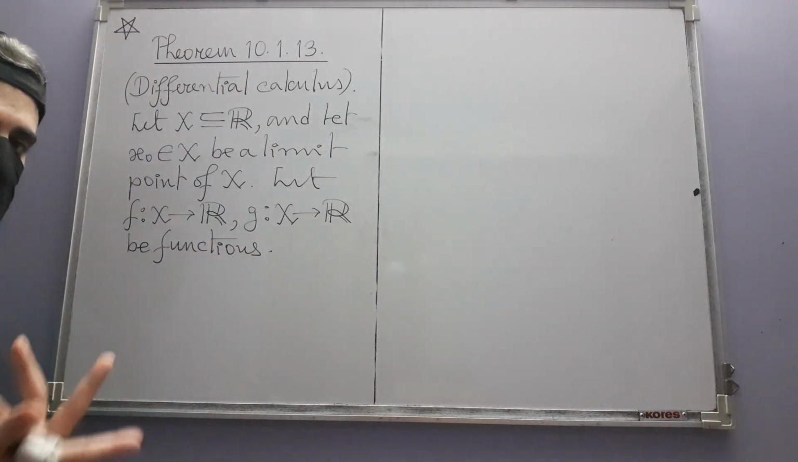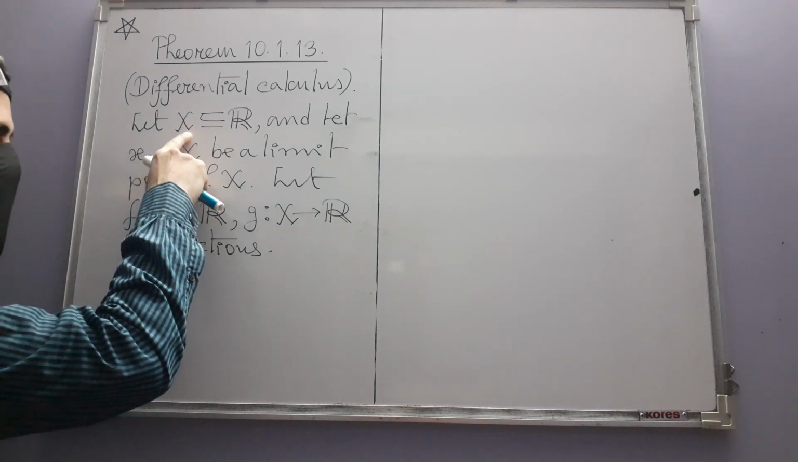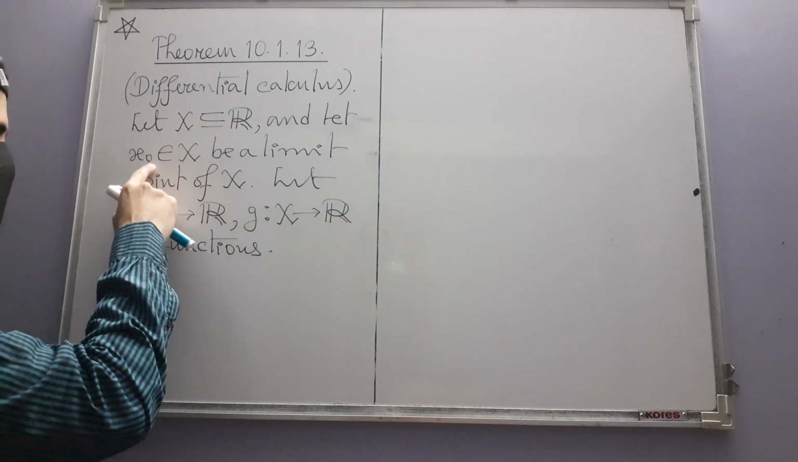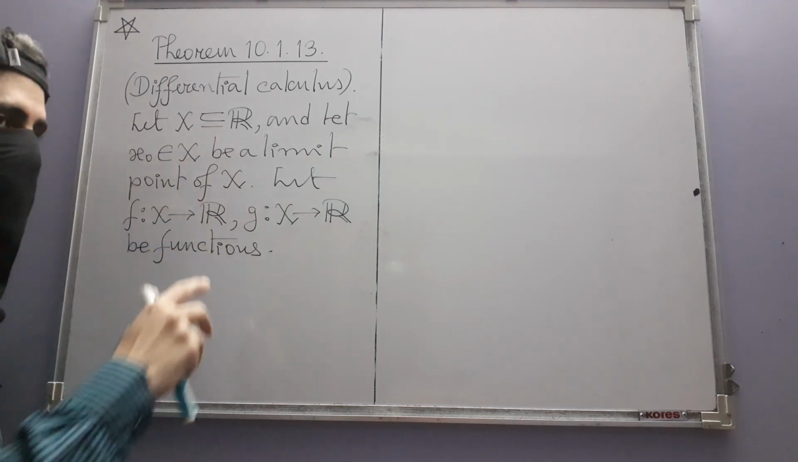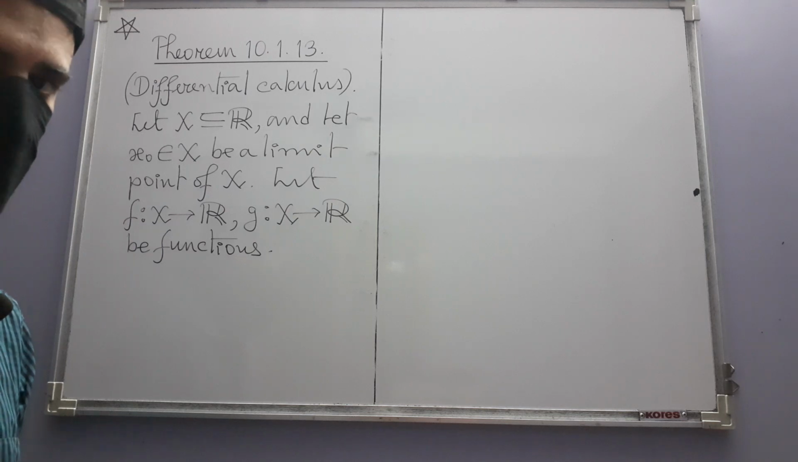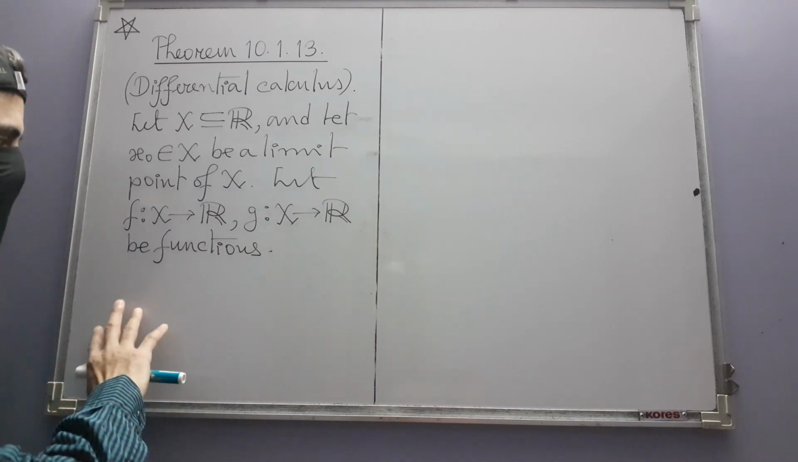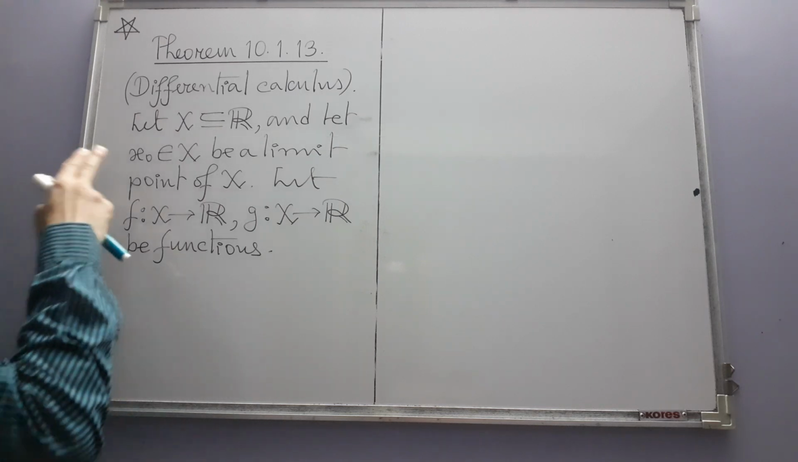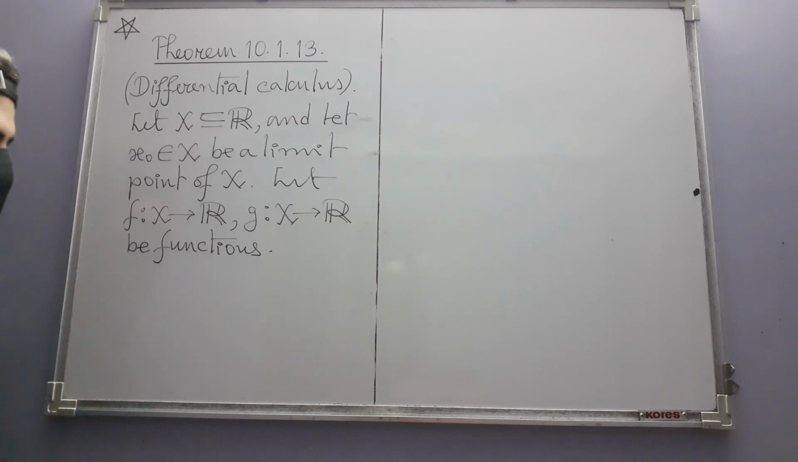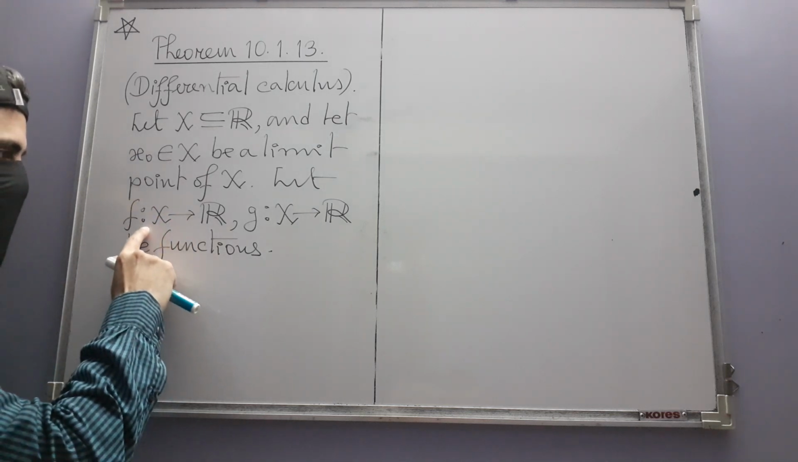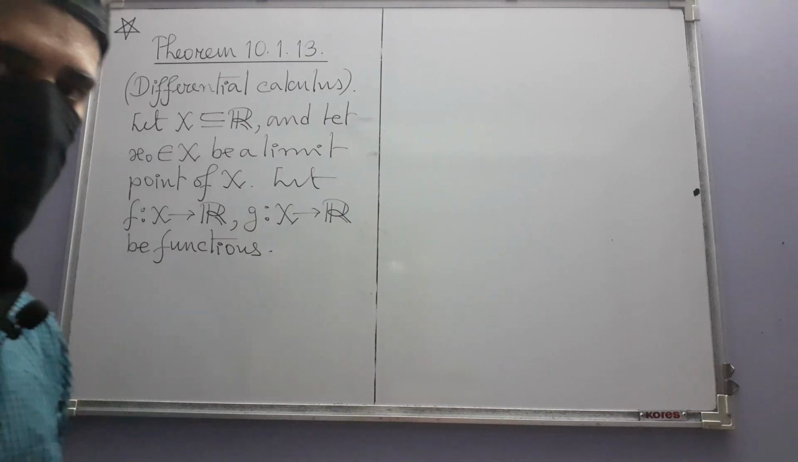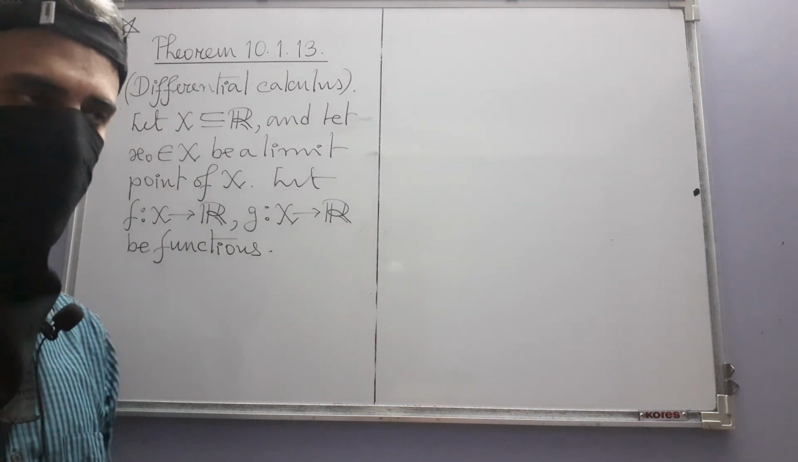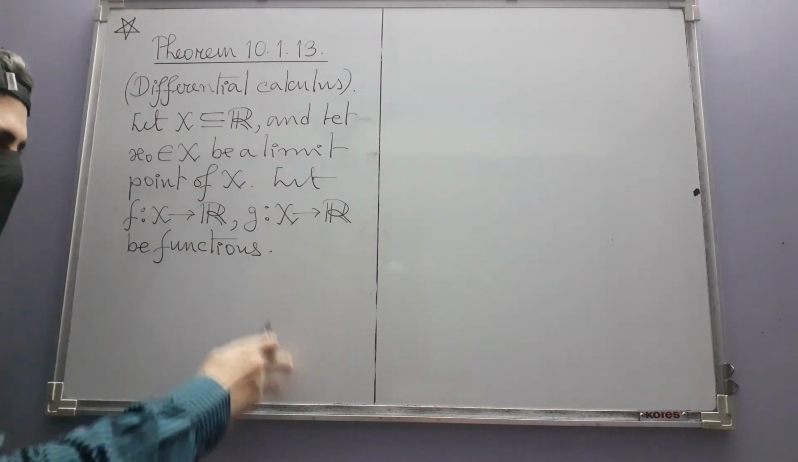So our setup is usual. We have a subset X of the set of real numbers, and there is a point x0 in X which is also a limit point of X. We need this condition in order to define a function having derivative at that point x0. We already know these things. And then we also have two functions f and g, both real valued and both of them having X as their common domain. Alright, then there are some parts.